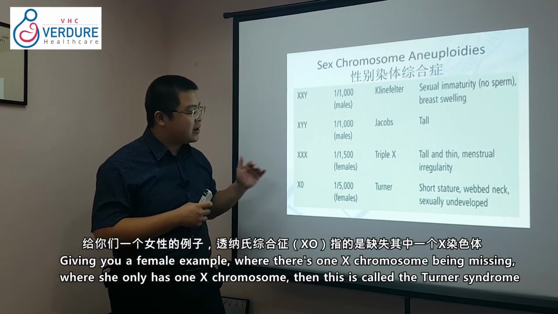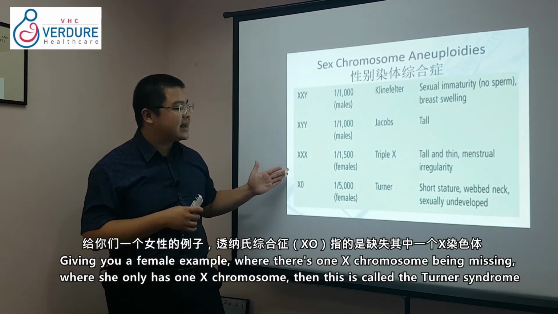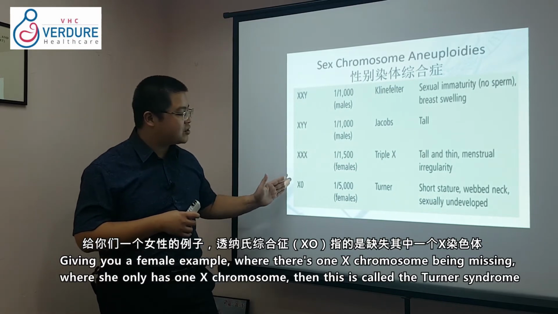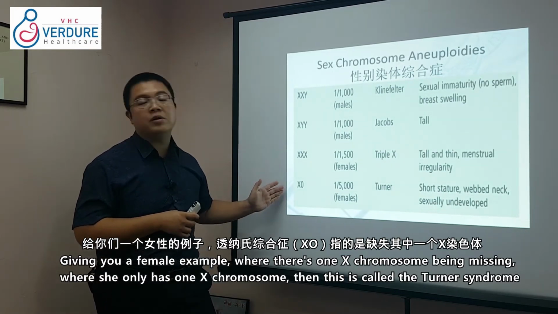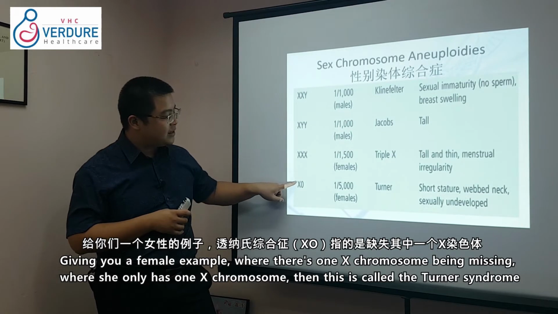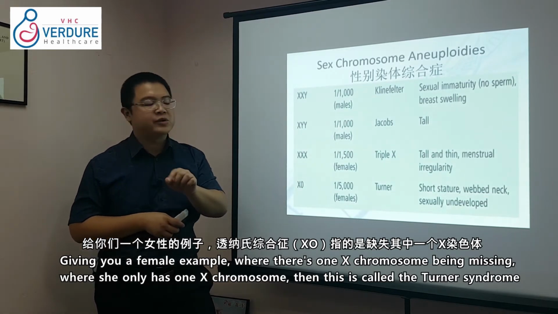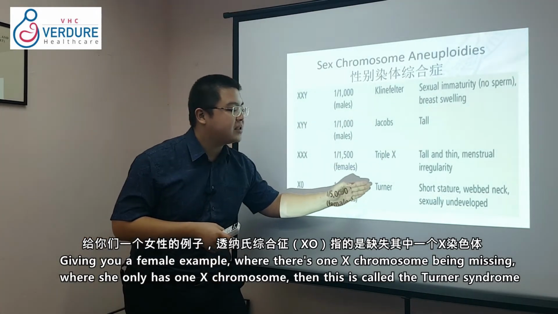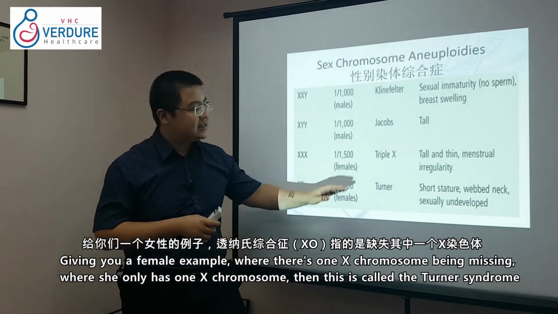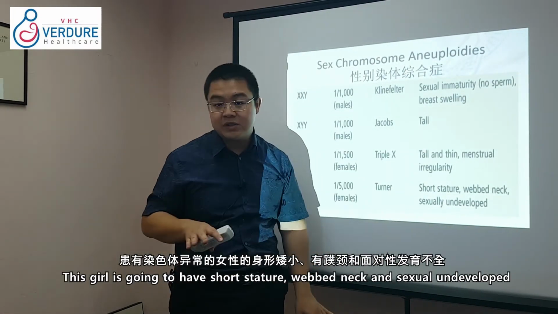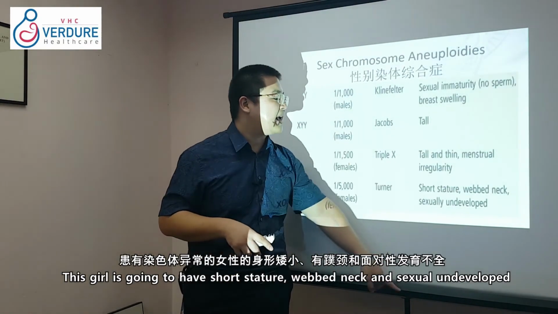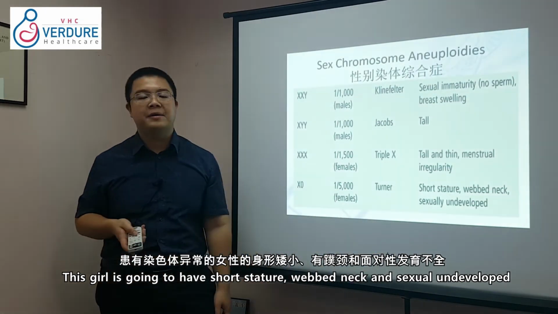And giving a girl example, if this girl has 1 X chromosome missing, which means that she only has 1 X chromosome, then this is called Turner syndrome. Now this girl is going to have a very short stature, webbed neck, and be sexually undeveloped.